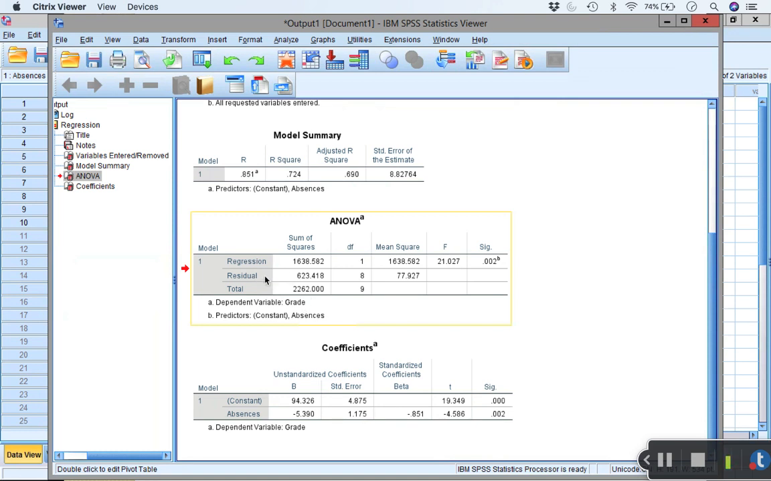Our sum of squared error, or here it's called sum of squares residual, your book uses both terms. We can see that that is 623. Again, that should look familiar.